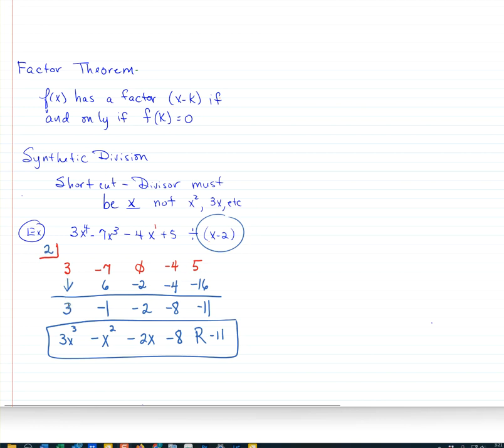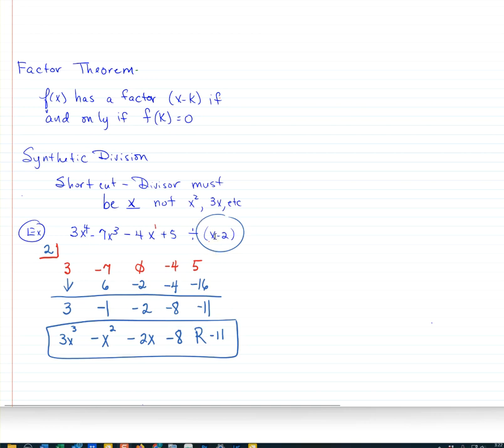First step, bring down this number. That's 3. That's all you do. Bring it down, whatever it is. From then on, it is multiplying here. So 3 times 2 is 6. Write it here. Now add. Negative 7 plus 6 is a minus 1. Again, minus 1 times 2 is a minus 2. Add, we get negative 2. Negative 2 times 2 is negative 4. Add, we get negative 8. Negative 8 times 2, negative 16. We add, we get negative 11. And we are through as far as the numbers go.